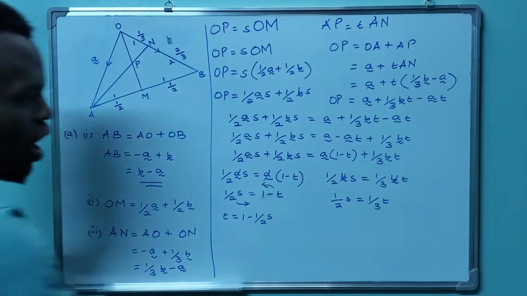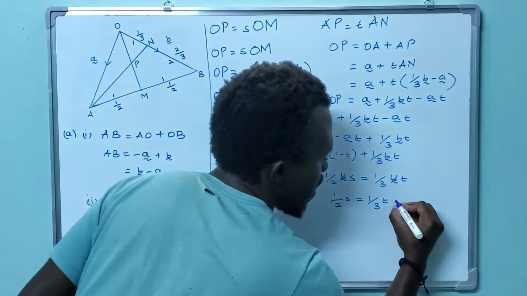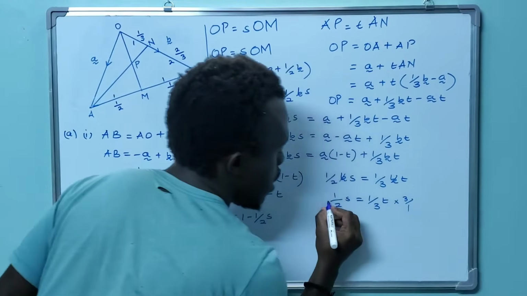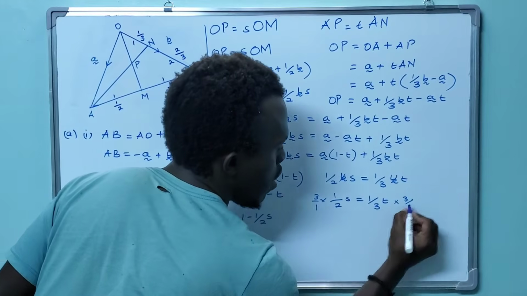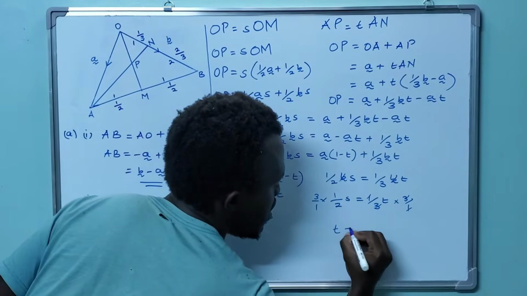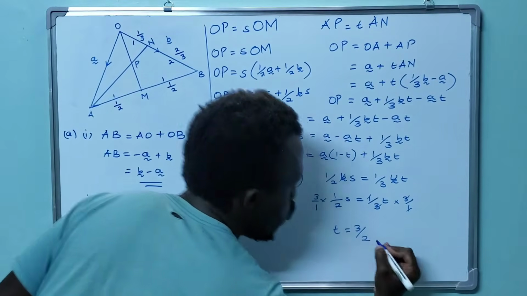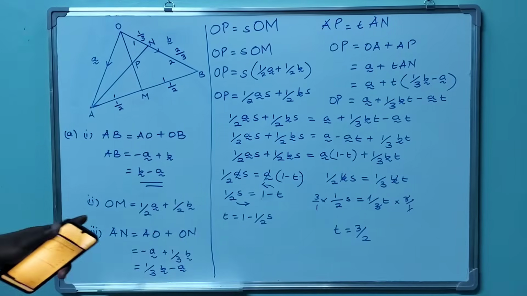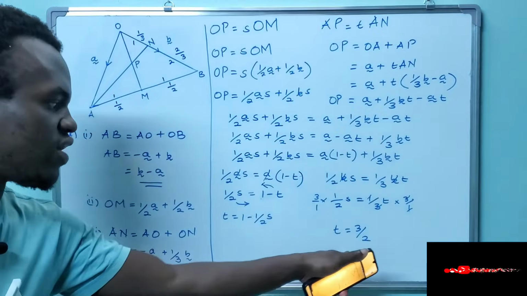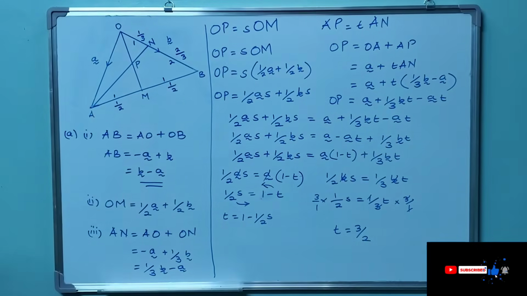What am I going to do? Because this one is a third, I'll multiply both sides by the reciprocal, which means I'll multiply here by 3 over 1, multiply there also by 3 over 1. That and that will cancel. So I'll remain there with t being equal to what? t being equal to 3 over 2. So I've made t the subject here, have made t the subject here, which means I can equate these two equations to get the value of s.